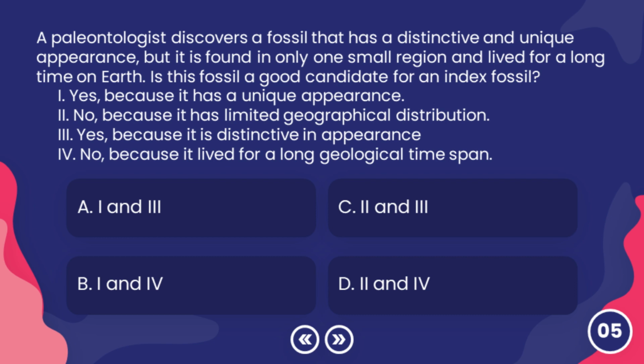Question number 5. A paleontologist discovers a fossil that has a distinctive and unique appearance, but it's found in only one small region and lived for a long time on Earth. Is this fossil a good candidate for an index fossil? Statement 1. Yes, because it has a unique appearance. Statement 2. No, because it has a limited geographical distribution. Statement 3. Yes, because it is distinctive in appearance. Statement 4. No, because it lived for a long geological time span.